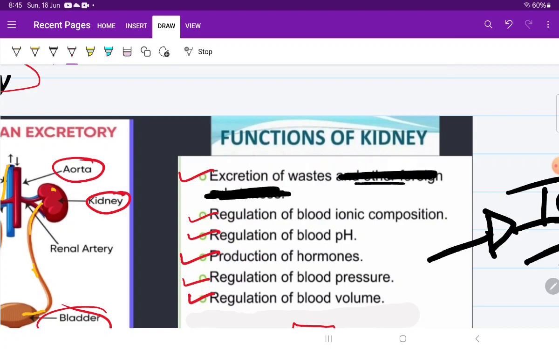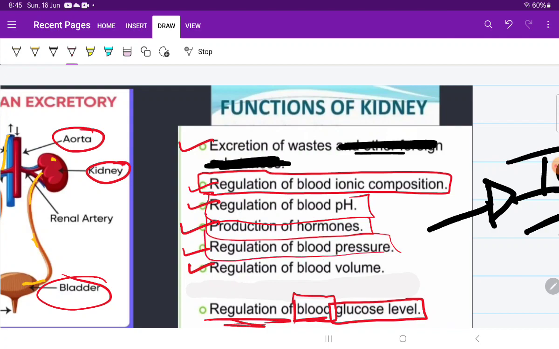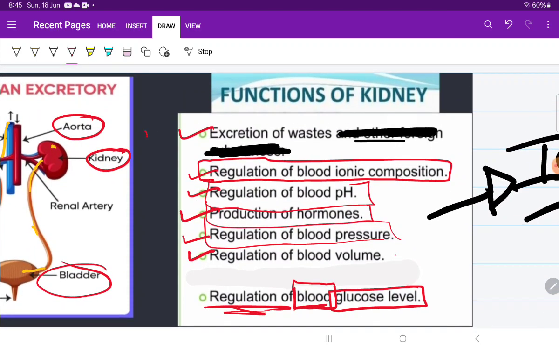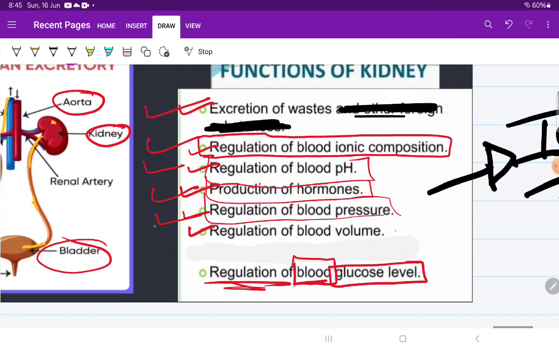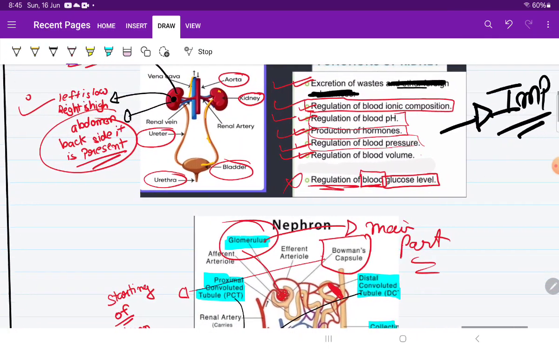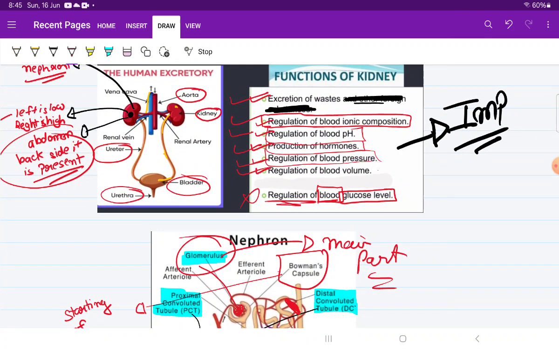Remember only this: excretion of waste material, regulation of ionic blood composition, regulation of blood pH, production of hormones, regulation of blood pressure, and regulation of volume. I hope that you have understood. You have to learn 1, 2, 3, 4, 5 and 6. And regulation of blood glucose. This is not important, but if you learn it, that is better for you. Okay. Now let's see the structure of the nephron.